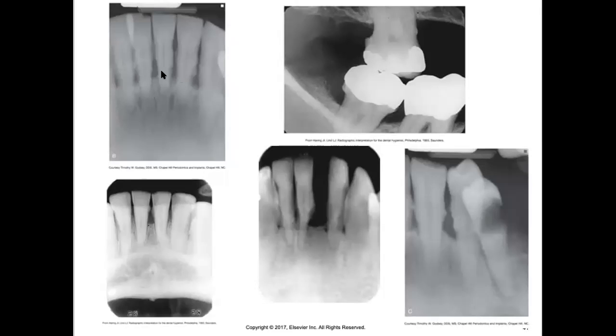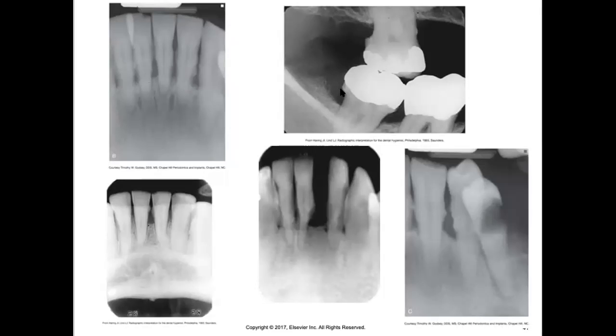Which is no surprise that this bone level has dropped well below that CEJ. The CEJ is way up here. Their bone level should be up here. And because of all of this tartar that has built up over the years, it has literally eaten away all the bone tissue.